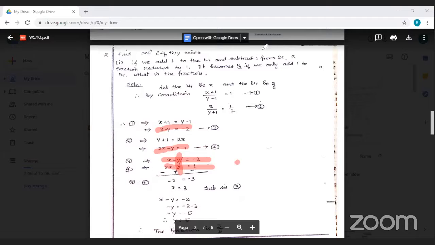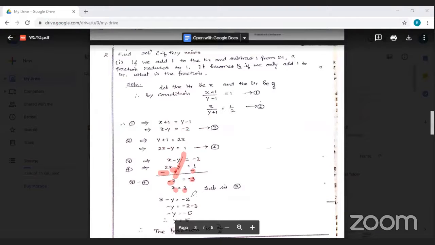Are they the same sign or a different sign? Same sign, sir. Minus, therefore minus. Change the sign. We want to subtract, therefore this will get cancelled. Therefore, minus x is equal to minus 3. x is equal to 3. Any doubt?